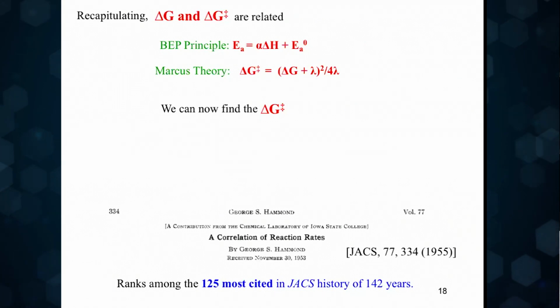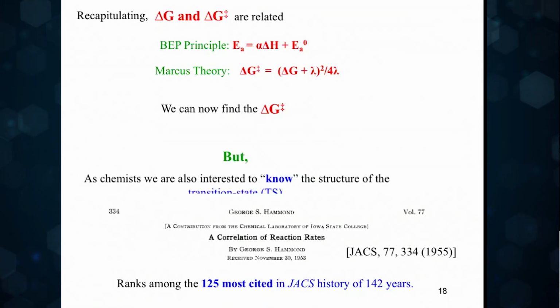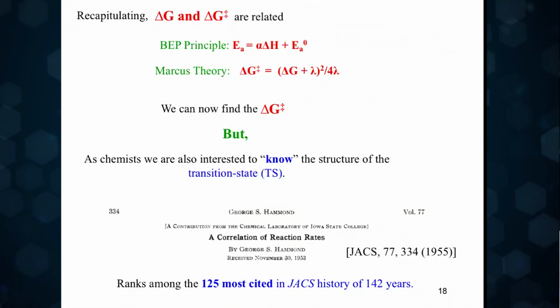Now remember, we are also chemists. So we now know, of course, how to find out the free energy of activation from the Marcus equation or the Bell-Evans-Polanyi relation. But being chemists, we are also interested to know what is the structure of the transition state. We would also like to know the chemical nature of the transition state. And of course, nobody has seen transition states, so people have to guess.